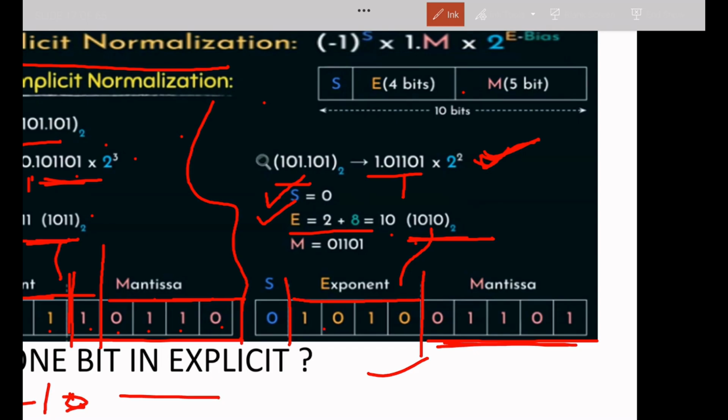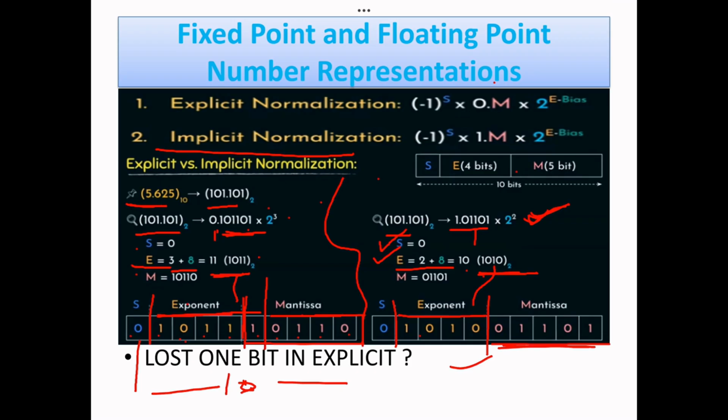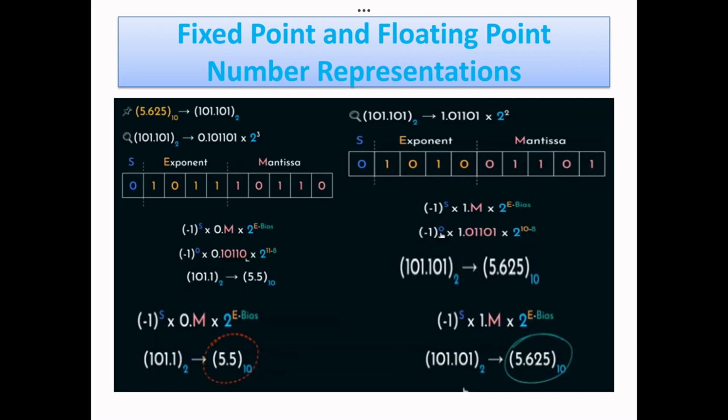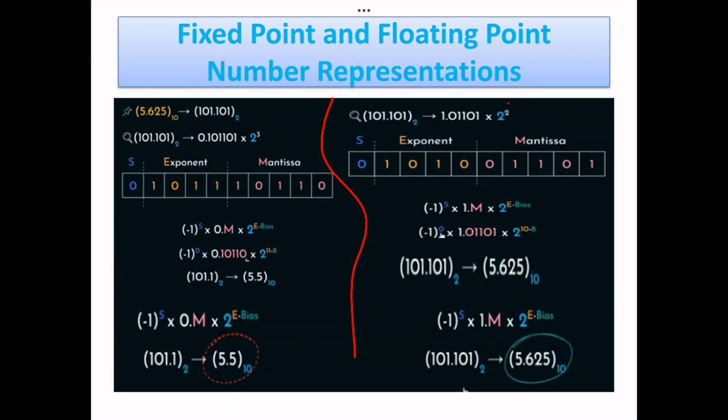So what is the meaning of this? Implicit is better than explicit. I will go here again and solve the same problem again, so you will understand.